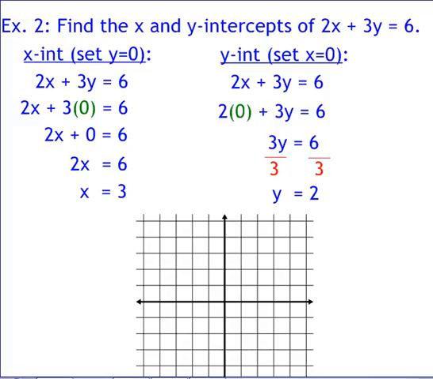We can look at this graphically again. X-intercept is where the graph crosses the x-axis. The x-intercept was 3, 1, 2, 3. And the y-intercept was 2. Draw a nice straight line through the two points. And there's a graph of the linear relation 2x plus 3y equals 6, found by finding the x and the y-intercepts.